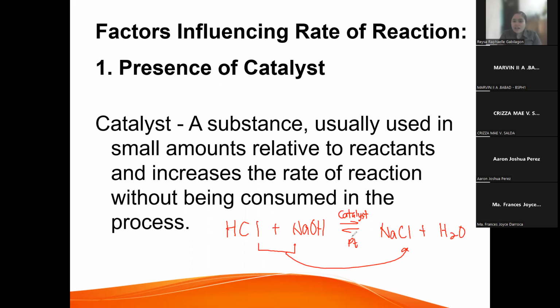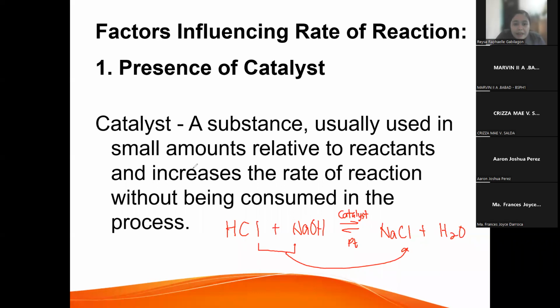Yun yung ginagawa ng catalyst. So wala siyang reaction with the substances. You can see yung products remain the same. We have sodium chloride and water lang pa rin. Walang platinum na nakalagay. So andyan lang talaga siya sa reaction just to speed up the rate. Okay? That's the use of catalyst. Okay? So that is for chemistry.